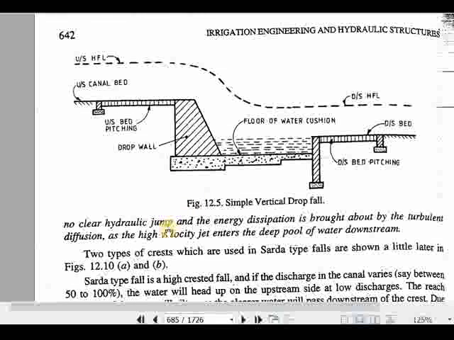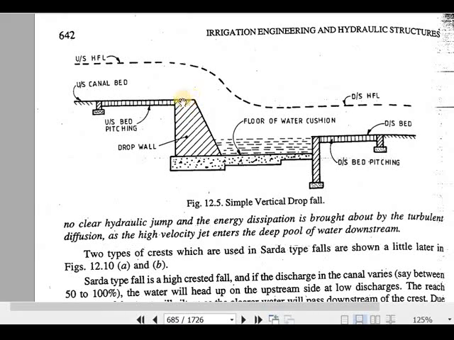So next is the simple vertical drop. In the vertical drop there were 2 types: one was the horizontal and the second one was inclined. So this wall is not completely vertical; it is inclined at some angle. This is called a drop well.